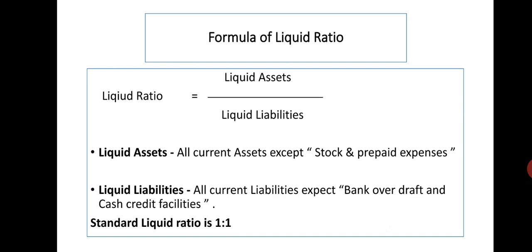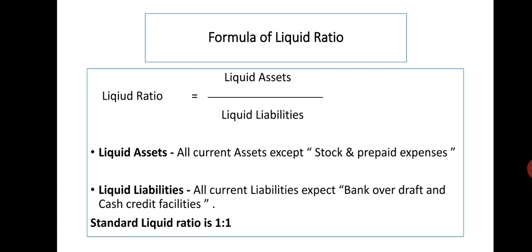So what are liquid assets? The meaning is very simple. All current assets except two. One is stock and one is prepaid expenses. So liquid assets means all current assets; we have to just ignore two. One is stock and another one is prepaid expenses.